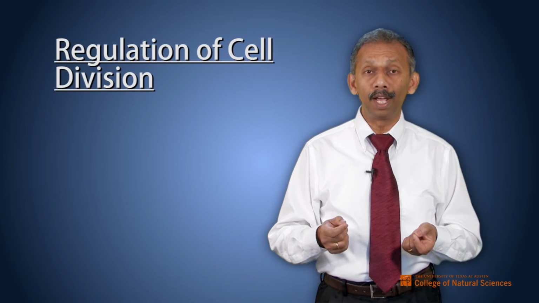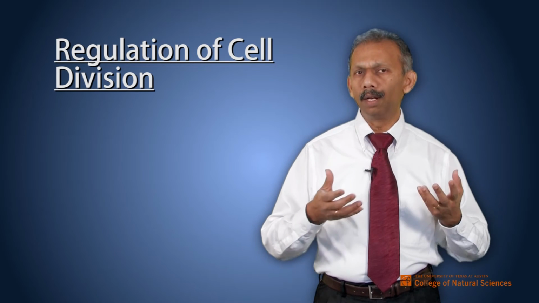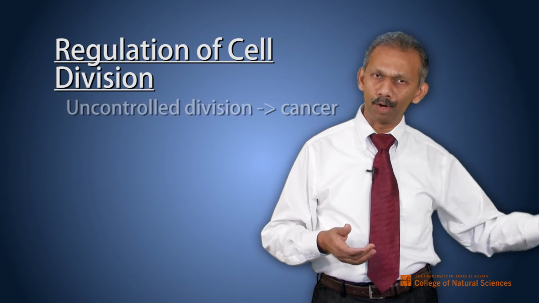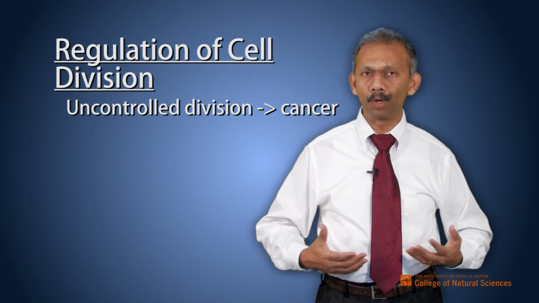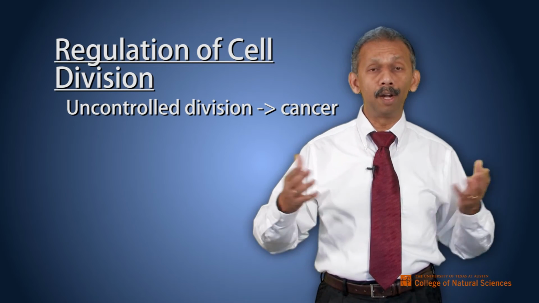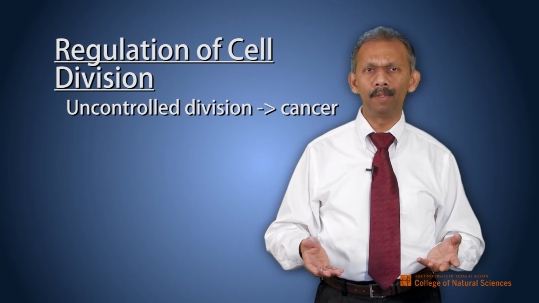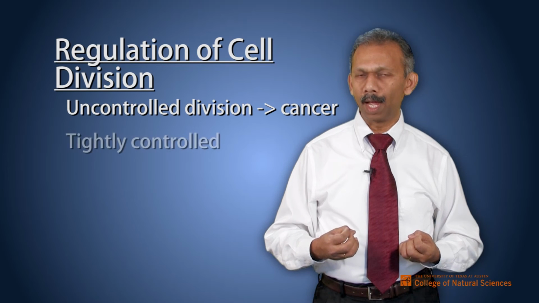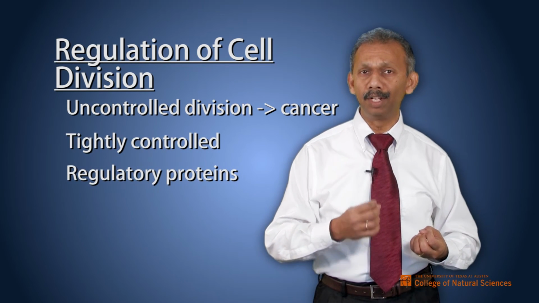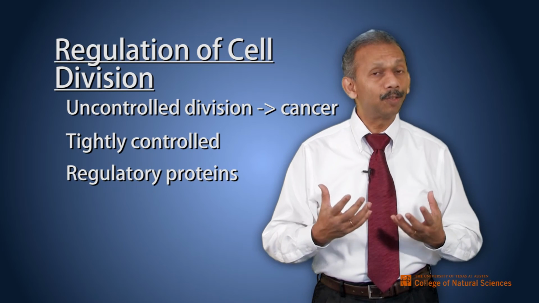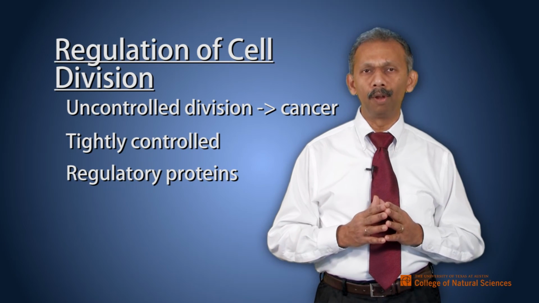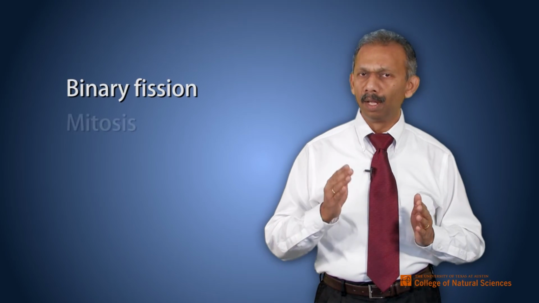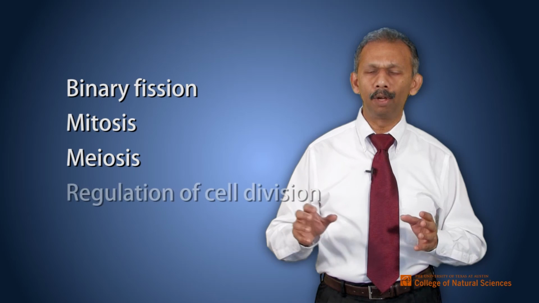Lastly, in this chapter, we are going to look at how cell division is regulated. Imagine cell division going out of control. Either it can result in cancer from uncontrolled cell division, or the cell may not divide at all, resulting in death of the cell or the organism. So cell division needs to be very tightly controlled. And there are proteins involved in cell division that can sense the environmental factors as well as internal conditions and then regulate cell division. So this chapter is primarily divided into binary fission, mitosis, meiosis, and regulation of cell division.